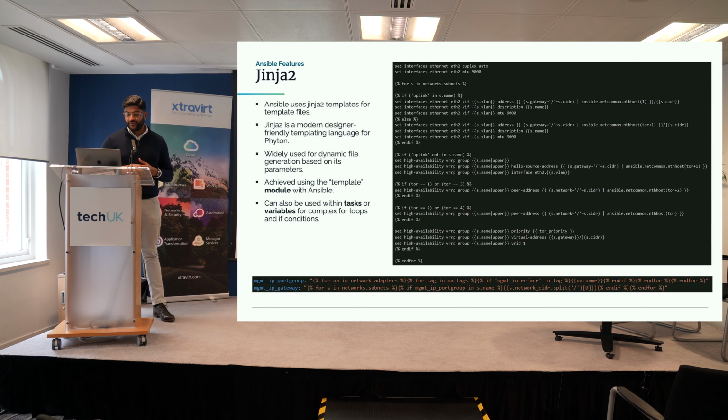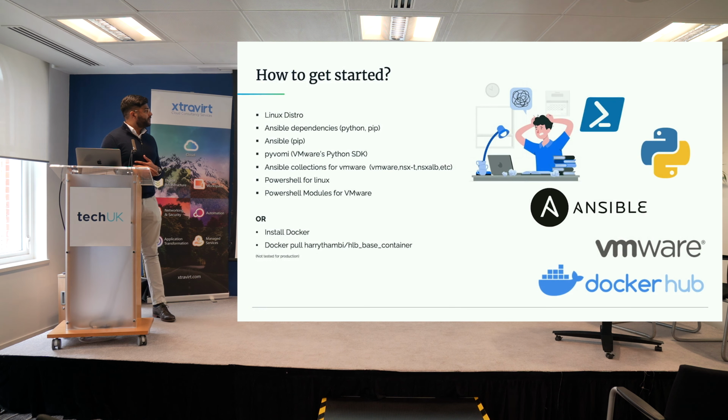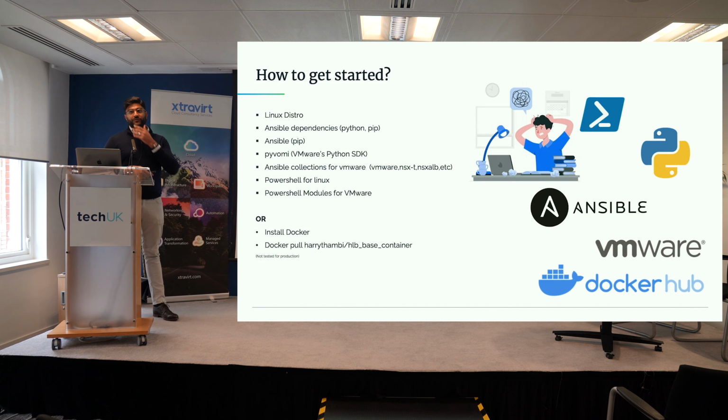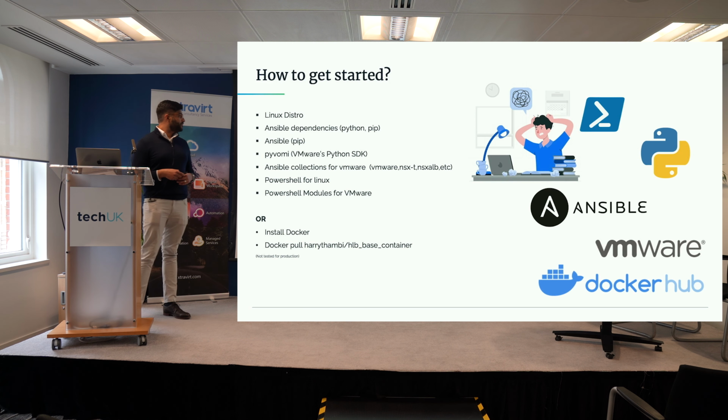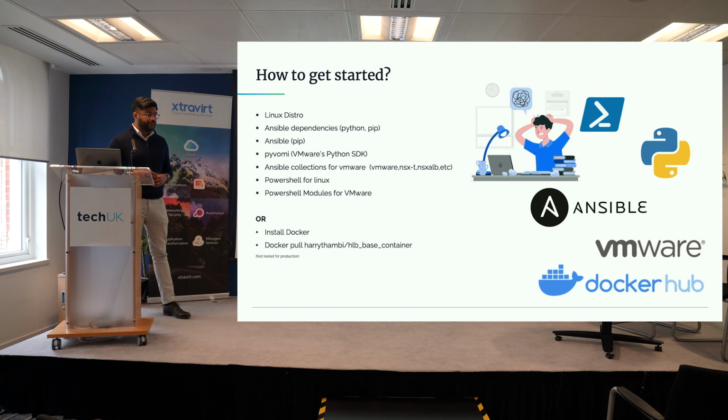I will be having this slide deck published online so that you can take your time and look at it in detail. How do I get started? Well, with Ansible, you need a Linux distro. You need to have some dependencies for Ansible. You need the Python SDK PyVmomi to interact with VMware. You need Ansible collections, which have the roles such as VMware, NSX-T, NSX ALB. If you want to use PowerShell, you can get PowerShell for Linux and PowerShell modules for VMware. It goes on. You've got to start building it manually.